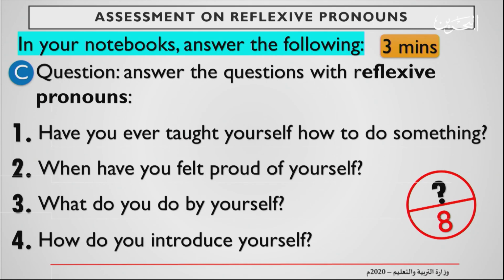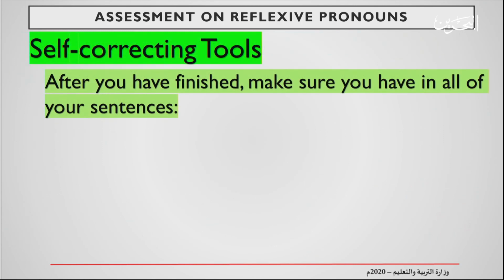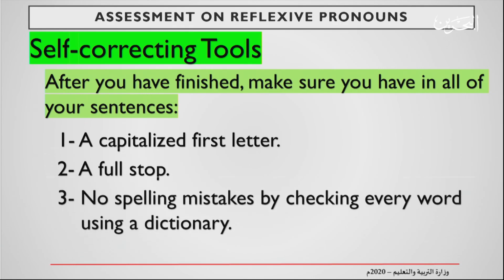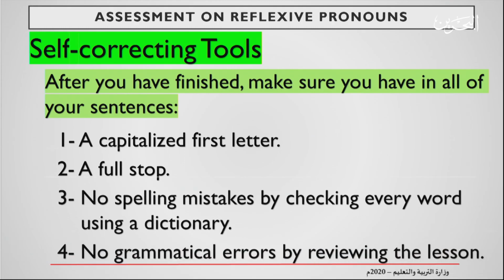All right, now let's go to the model answer. But before you do that, you have to use the self-correcting tools. After you have finished, make sure you have in all of your sentences the following. Number 1, a capitalized first letter. Number 2, a full stop. Number 3, no spelling mistakes by checking every word using a dictionary. Number 4, no grammatical errors by reviewing the lesson.